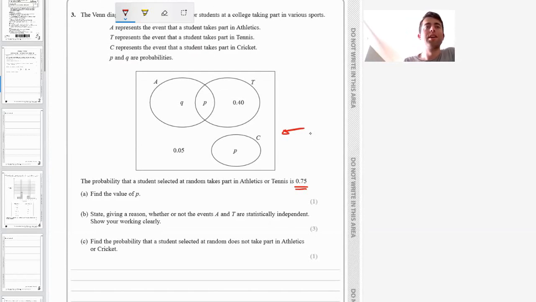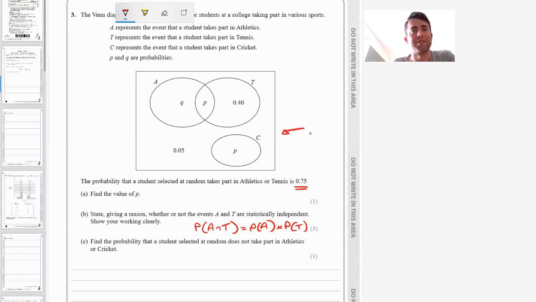Part B states whether A and T are statistically independent. I'll remind you that independent means that the probability of A and T happening at the same time is the probability of A times the probability of T. As before, if you need more practice with that, you can look it up in the textbook, but that's what you need to use there.